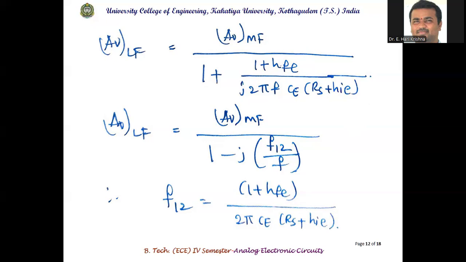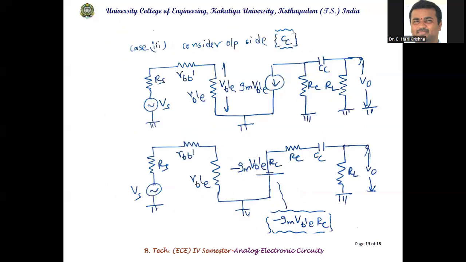Previously calculated one is the input side coupling capacitor affected cutoff frequency. This is the emitter bypass capacitor cutoff frequency. Next one. Considering the last case of the low frequency analysis, the last case is considering the output side coupling capacitor and neglecting the input side capacitor and emitter bypass capacitor. So redraw the diagram with all the leftover components. This diagram is taken as a Norton's equivalent, that is, a dependent current source in parallel with a resistor is replaced with a voltage source in series with the resistor. So this voltage source will become minus GM VB'E multiplied by RC, in series with a resistor RC.